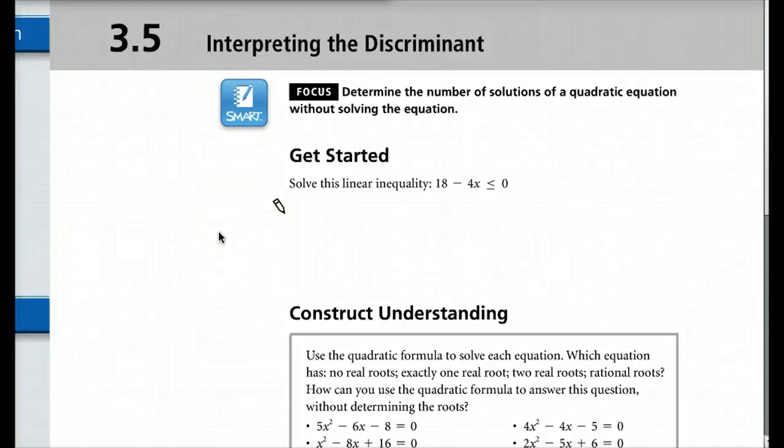Okay, 3.4 in this unit is continuing on the 3.4 of the quadratic formula. We just look at one detail, something called the discriminant. Before we go into that, we need one skill to understand it: how to solve this kind of linear inequality.